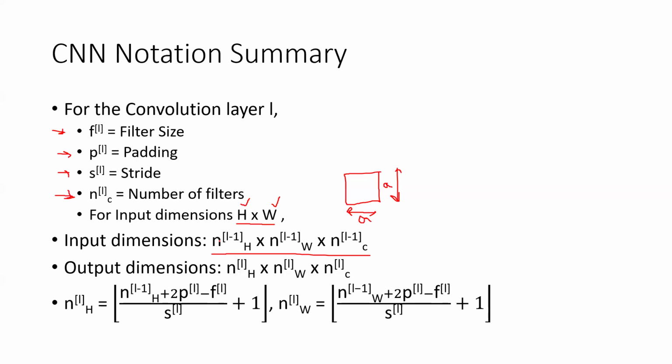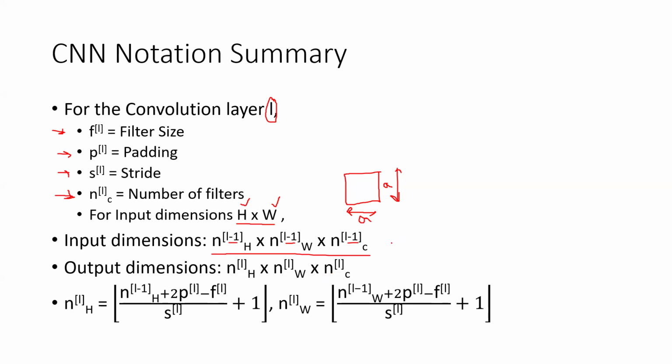Because they are coming from the earlier layer, which is L minus 1, we are using the notation L minus 1 for all of these. The current layer is L. So the input dimensions relate to the earlier layer: height, width, and number of filters. When you multiply all those, you get the volume of values, or the dimensions of the tensor.